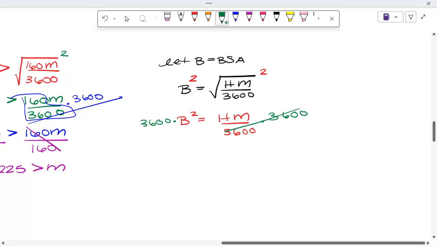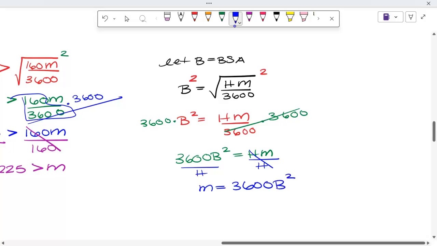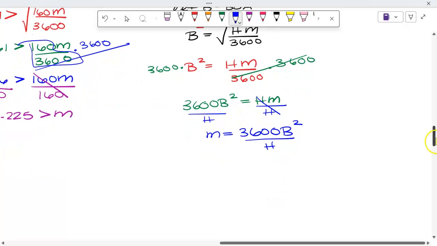Gets rid of that here, so that gets me 3,600 times B squared is equal to H times M. And then my last step would be to go ahead and divide both sides by H. So I have M is equal to 3,600 times B squared, all divided by H. And again, I could just substitute values in right there into the calculator right at the very last step.